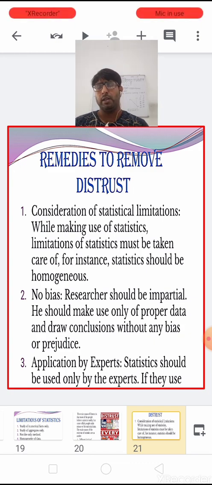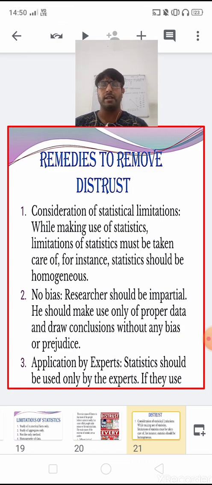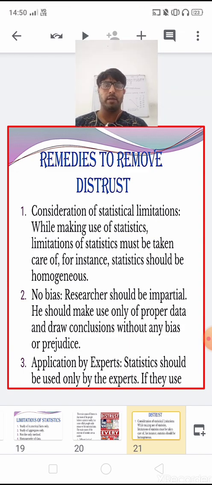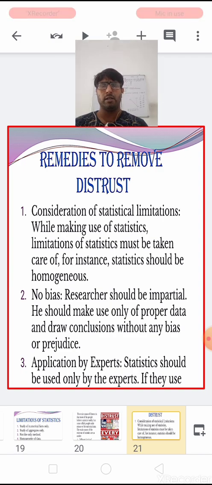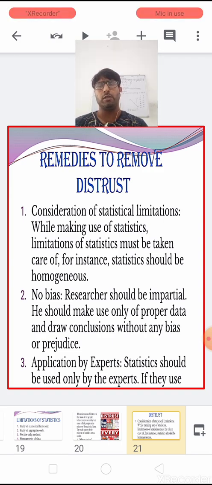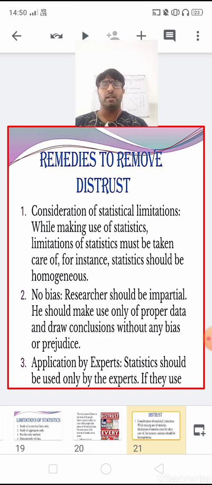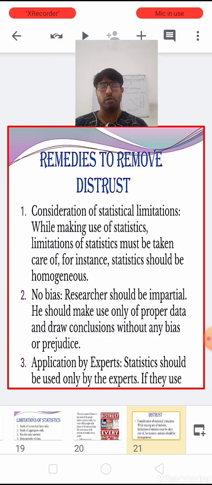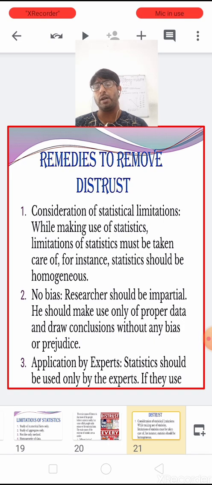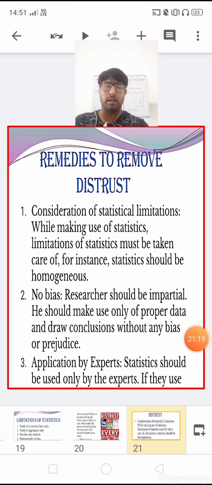So in conclusion, I can say that to overcome the problem of distrust, the following precautions can be taken. First one is the limitations, as I just said. Statistics limitations should be kept in mind, and second, only the expert should make use of the statistics. Data should be used after a careful inquiry, and great care and caution should be exercised while using statistics. The user should also be very impartial while conducting the statistical inquiry.